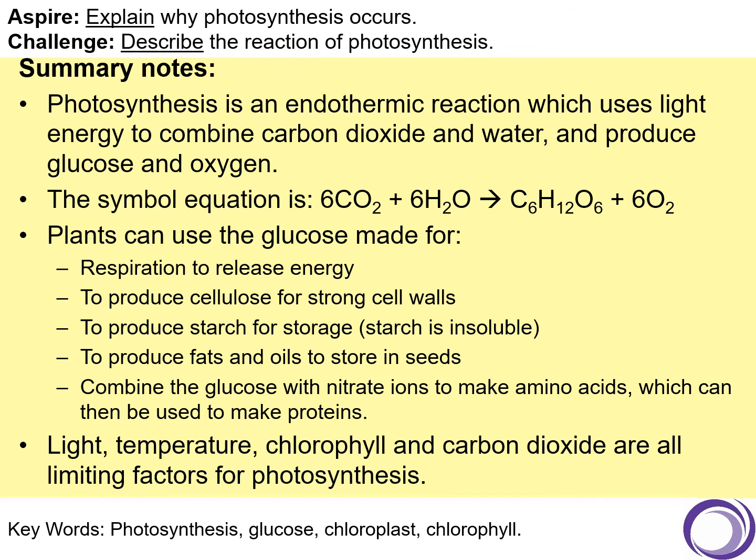Okay, so the last thing to do today is to copy down today's notes of the lesson. So photosynthesis is an endothermic reaction which uses light energy to combine carbon dioxide and water and produce glucose and oxygen. The simple equation is 6CO2 plus 6H2O gives C6H12O6 plus 6O2. Plants can use glucose made for respiration to release energy, to produce cellulose for strong cell walls, to produce starch for storage. Remember that starch is an insoluble molecule. To produce fats and oils to store in seeds, and combine glucose with nitrate ions that come from the roots to make amino acids, which then can be used to make proteins.